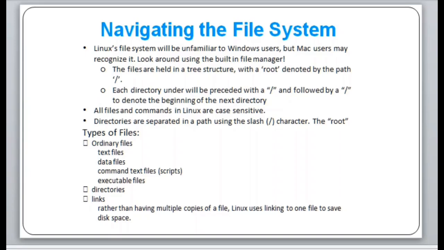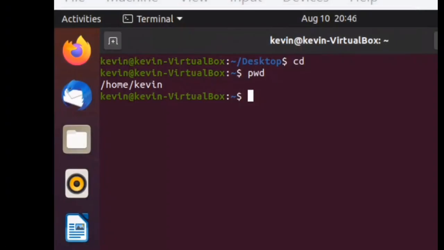Let's go ahead and talk about navigating the file system. So the Linux file system will be unfamiliar to Windows users, but Mac users may recognize it. Look around using the built-in file manager to familiarize yourself with the structure. How it works is the files are held in a tree structure with a root denoted by the path /. Each directory under it will be preceded with a / and followed by a / to denote the beginning of the next directory. So let's go ahead and check that out on our VirtualBox here.